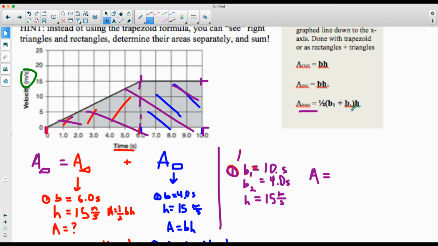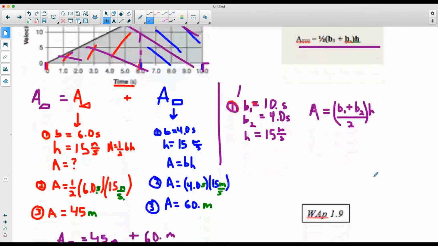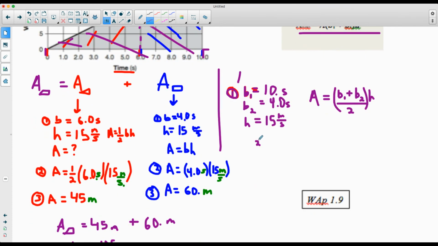So I'm going to write it a little differently than what you see up here. The average of the bases means add them up and divide by 2. So base 1 plus base 2, that whole thing divided by 2. So average the bases, it's really the nicest way to think about it, times the height, and you will get your area of the trapezoid. So step 2, plug it in. Area is, base 1 is 10 seconds, base 2 is 4 seconds. Add them up and divide by 2.